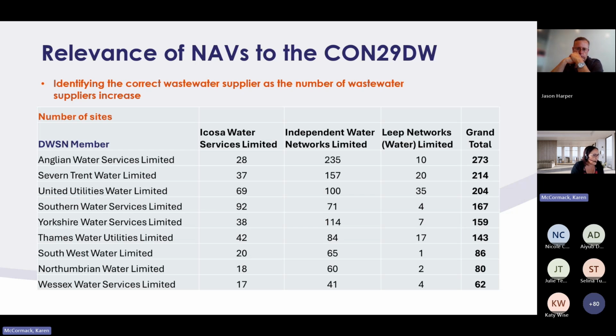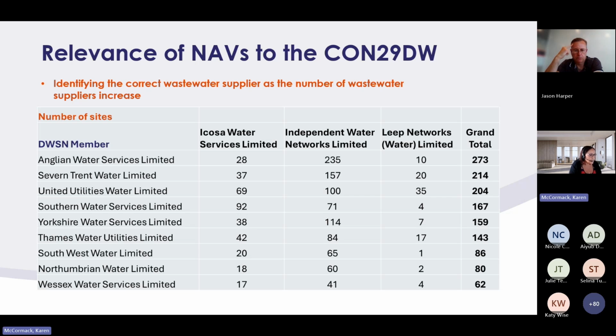Another quite rare scenario is that some NAVs may only have a building. They won't have any of the assets surrounding the site. So again, if they're providing a CON29DW, they may not have an asset plan to give you, because they don't actually have any assets supplying that building. They may just take over the supply as it enters the building. Thankfully, it's quite rare, but it does happen, and I know there are a couple of sites like that in the United Utilities area.